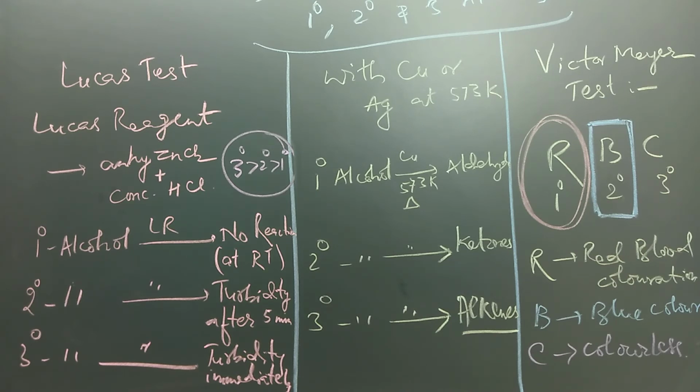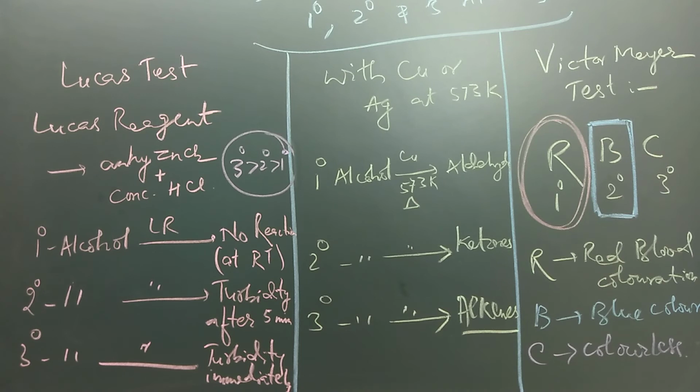For the distinction of 1 degree, 2 degree, 3 degree, a series of reactions are there in the Victor Meyer test. So you have to remember the trick RBC 1 degree, 2 degree, 3 degree, or RBC 123. That means 1 degree gives red coloration, 2 degree gives blue color, and 3 degree does not give any color, that means colorless. So this trick will help you to solve questions based on the Victor Meyer test.